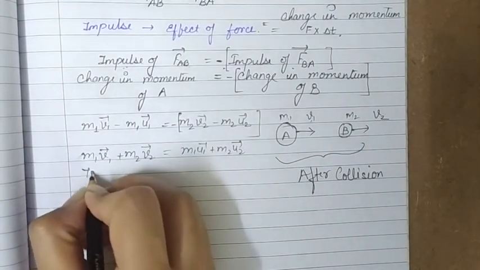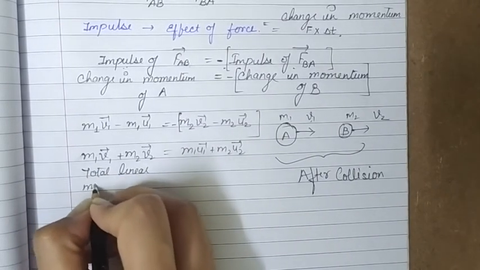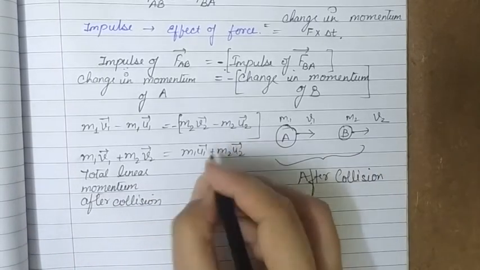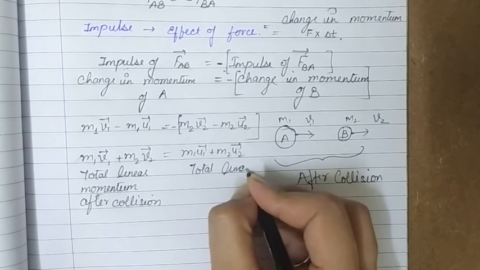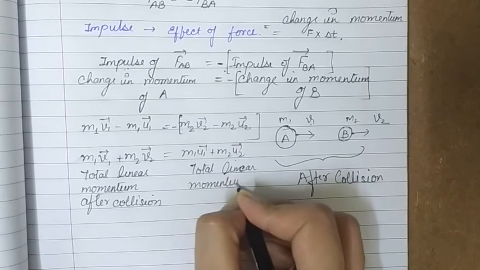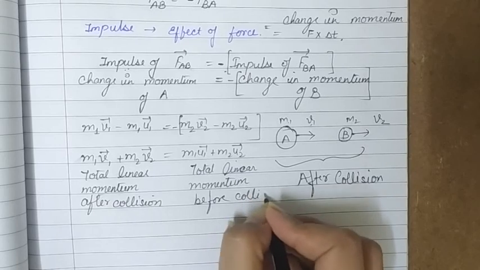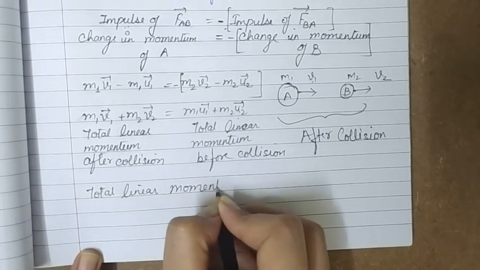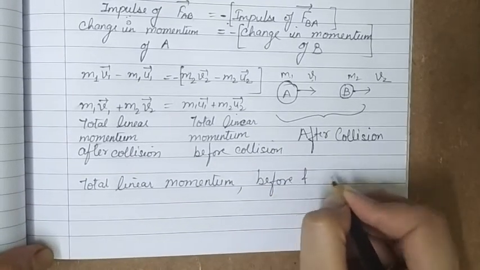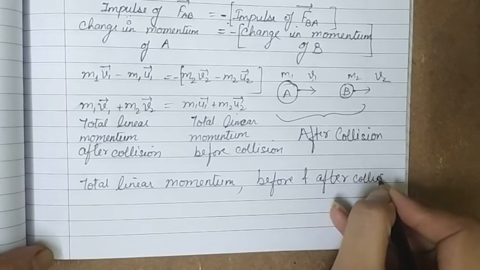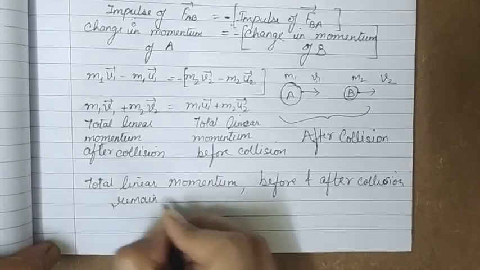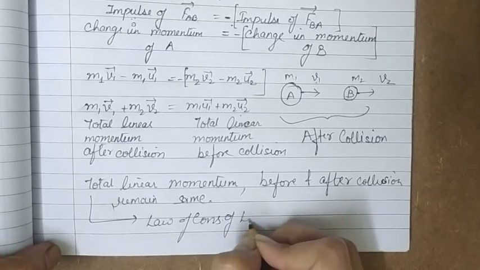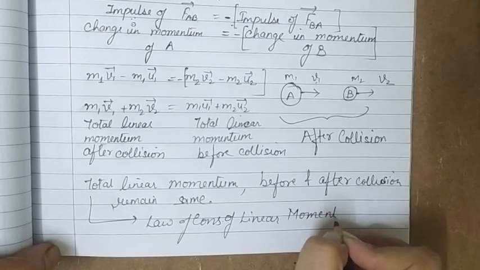So this is the total linear momentum after collision and the total linear momentum before collision, and this shows that total linear momentum before and after collision remains the same. That means this is actually the law of conservation of linear momentum. So we proved the law of conservation of linear momentum using Newton's third law of motion.